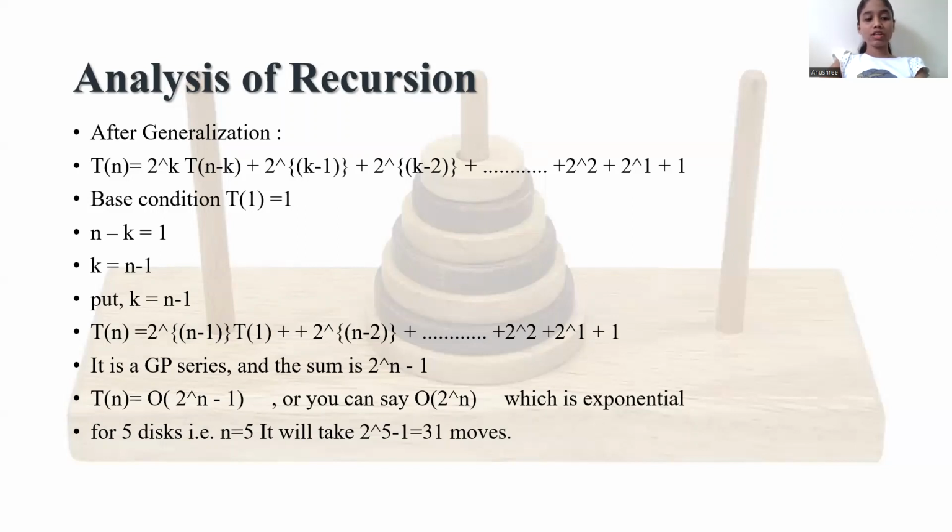So for 5 disks, i.e. n = 5, it will take 2^5 - 1, that is 31 moves.